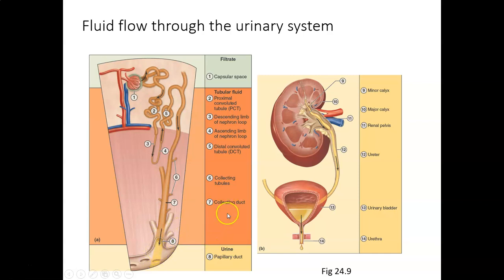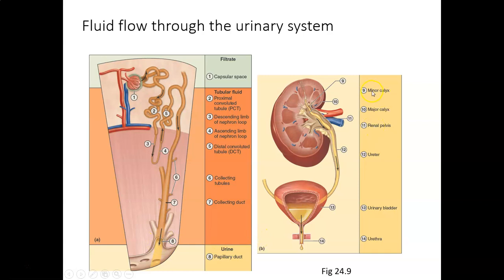Because in this orange step is where all the modification of the filtrate happens. Reabsorption and secretion happen in this part. Once they are out of the collecting duct, they are urine. There's no further modification of it. So you have the collecting duct right here. It's just very small. The collecting duct is right here.